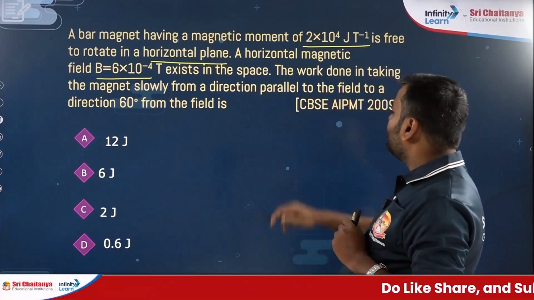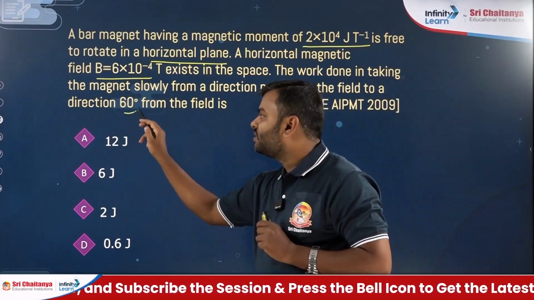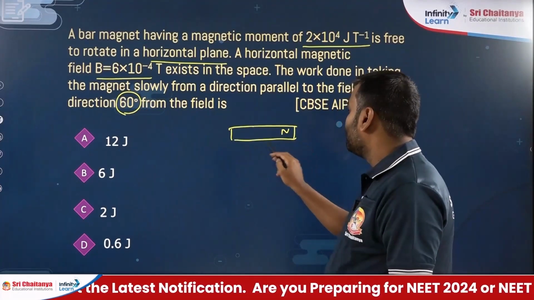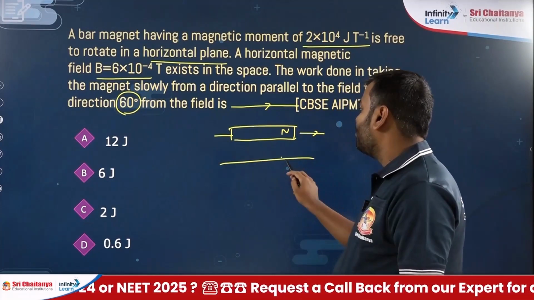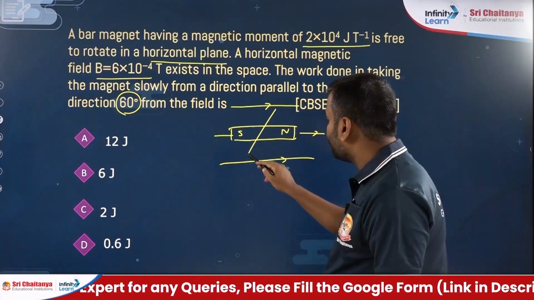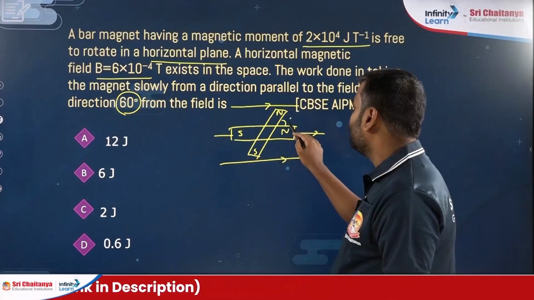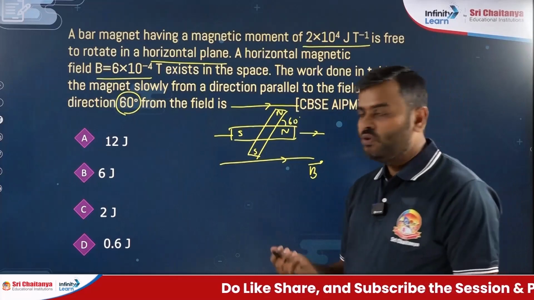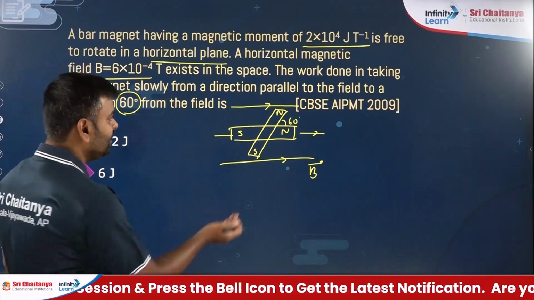It exists in a space. The work done in taking the magnet slowly from the direction parallel to the field to the direction 60 degrees, which means initially that bar magnet was kept parallel to the magnetic field. Then slowly that magnet is being taken to a position where it is making an angle of 60 degrees with the magnetic field. This is the external magnetic field. Now they are asking us to calculate the amount of work we have done in order to move it.